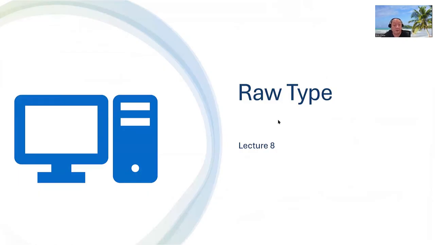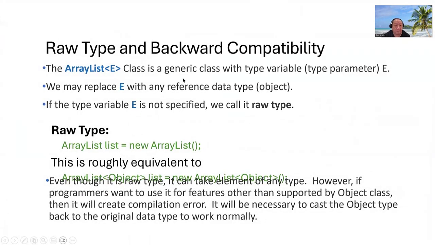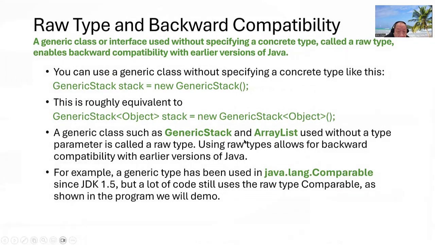Raw type, we use an object, then we call it a raw type. Okay, this one is old, so we don't spend too much time on raw object.